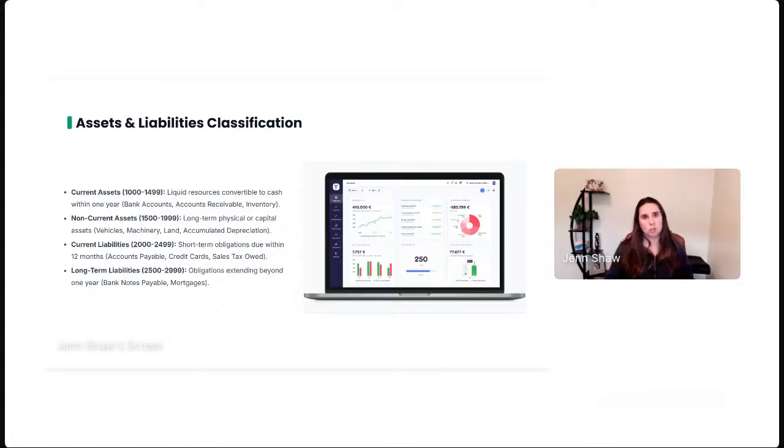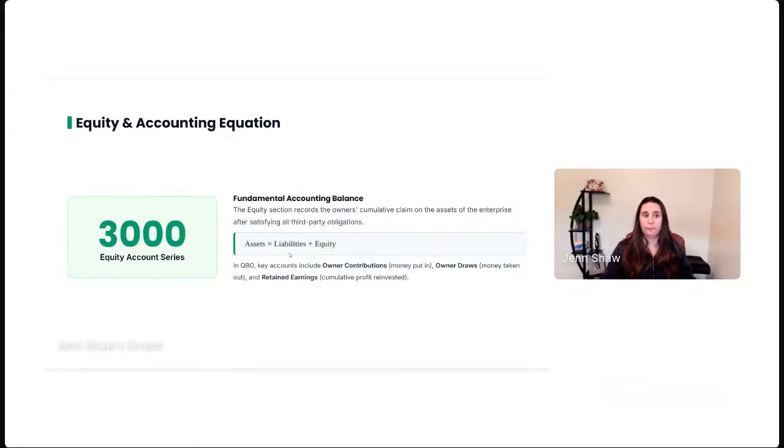And then your long-term liabilities, think of these like building mortgages, or maybe you have bank notes, or perhaps you have funding from the previous owner if you purchased your business, and you have these long-term notes payable that ultimately will just take longer than a year to pay off. We have that category as well.